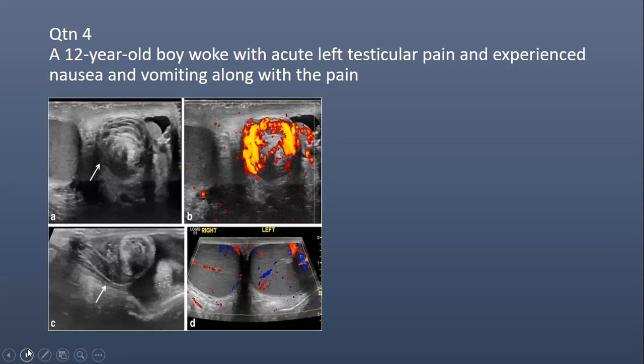Already someone has sent it to me. This is a testicular torsion. We don't need to waste a lot of time, but you can see what I'm trying to describe, that there is a sort of ring of fire, sort of a whirlpool sign, that is a coiling of tissue. I don't know if you're seeing that. So you can go to the answer, maybe.